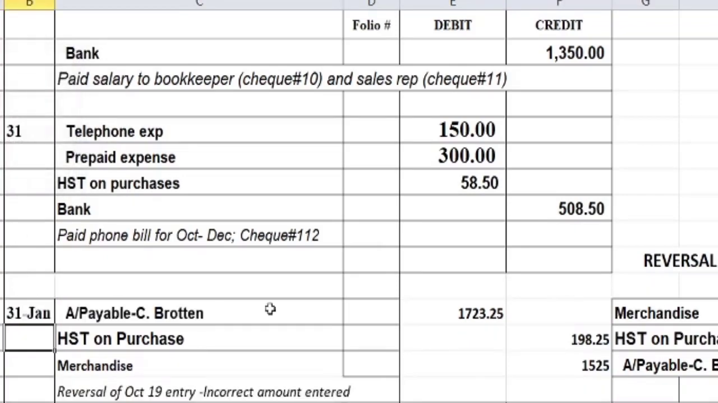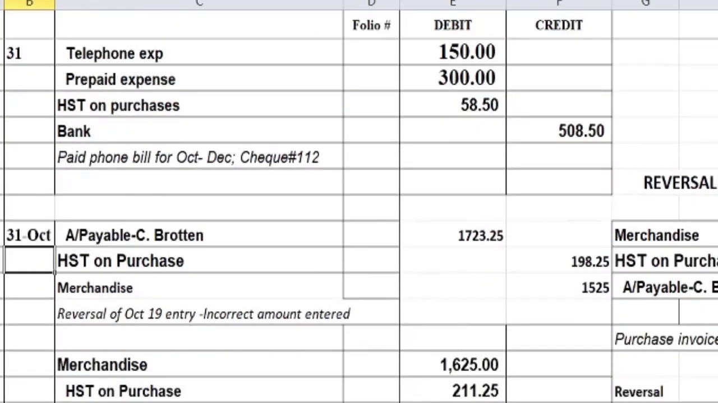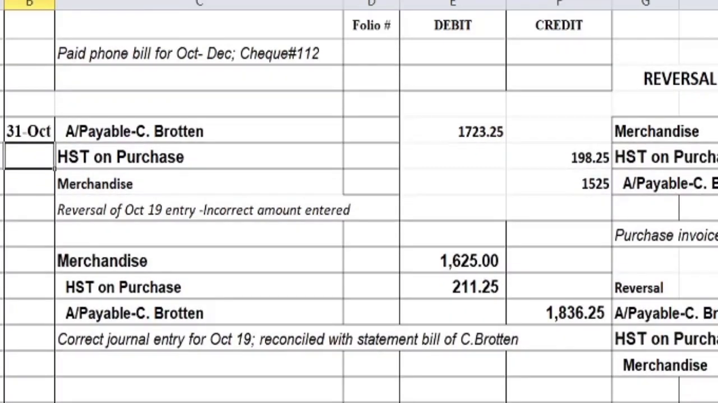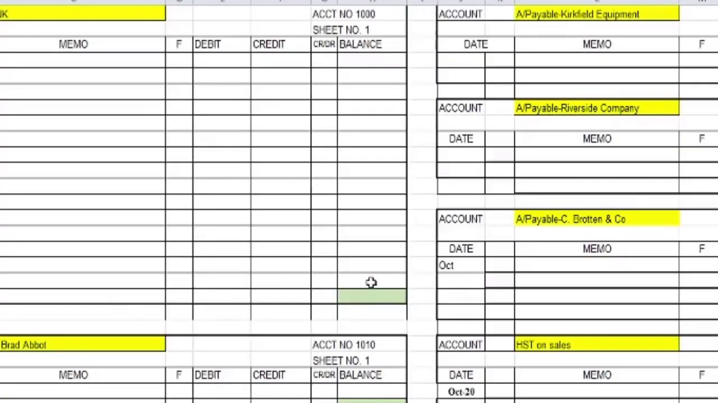211.25? That is the HST. We have to divide by 1.13. If you divide the total by 1.13, then you can find out the subtotal. If you subtract the subtotal, that one is going to be 211.25. Okay, I understood right now. The subtotal, yes, divide by 1.13.